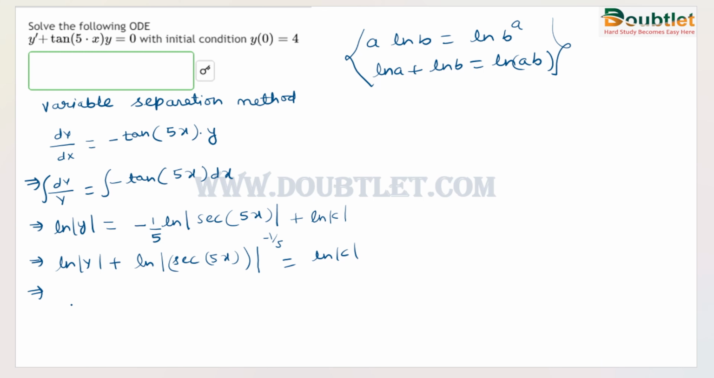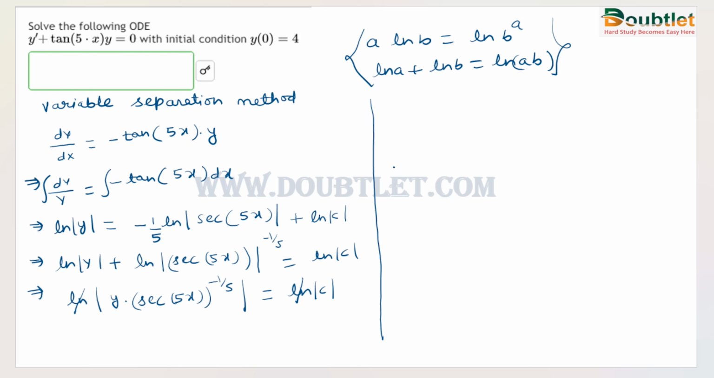If we use the second property, we can write this as ln|y (sec 5x) to the power minus 1/5| is equal to ln|c|. So ln will be cancelled out, mod will also be cancelled out. So we can write this as y times (sec 5x) to the power minus 1/5 is equal to c.